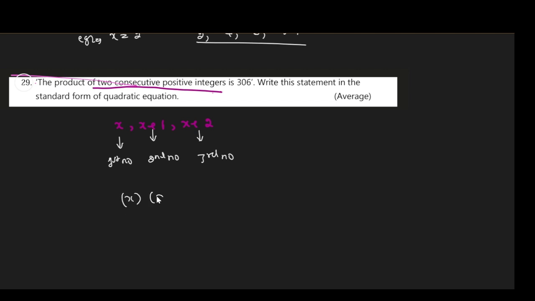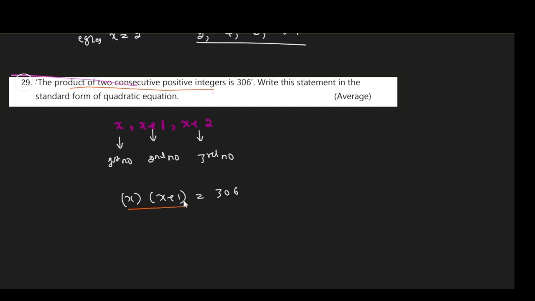First two numbers are x and x plus 1. Product of first two numbers, x into x plus 1, is equal to 306. Once again you can read the statement over here, that is product of the two consecutive positive integers. This is nothing but what? X and x plus 1 are two consecutive positive integers.